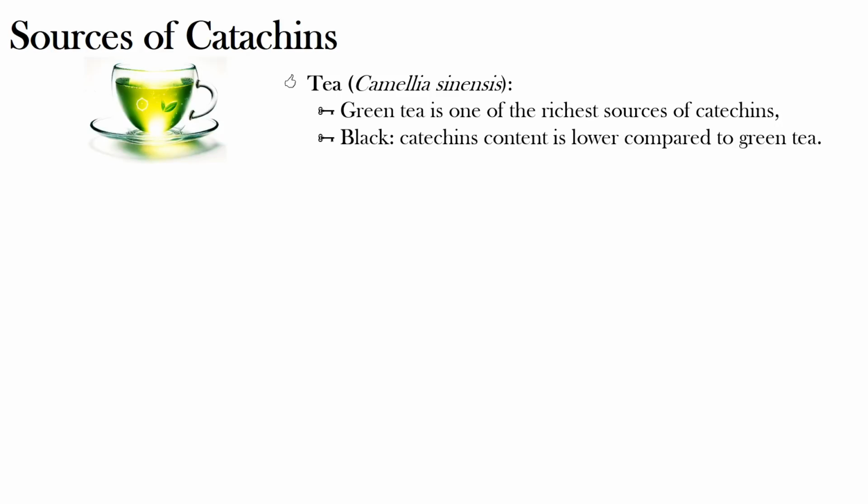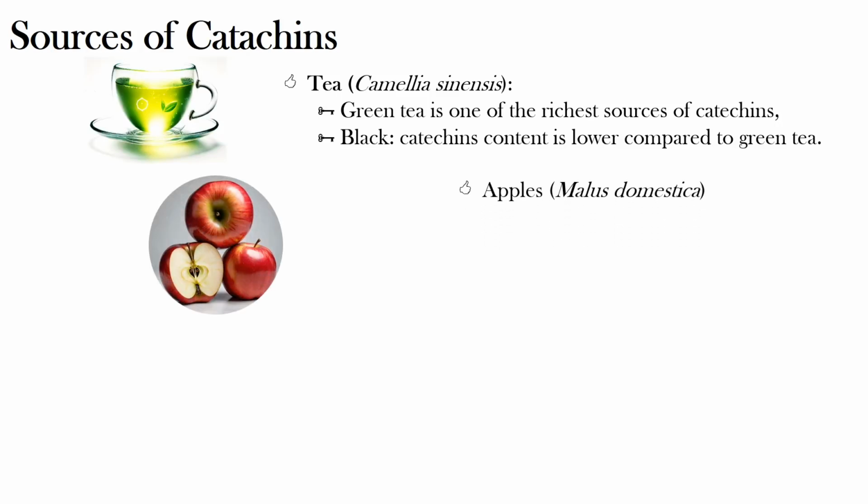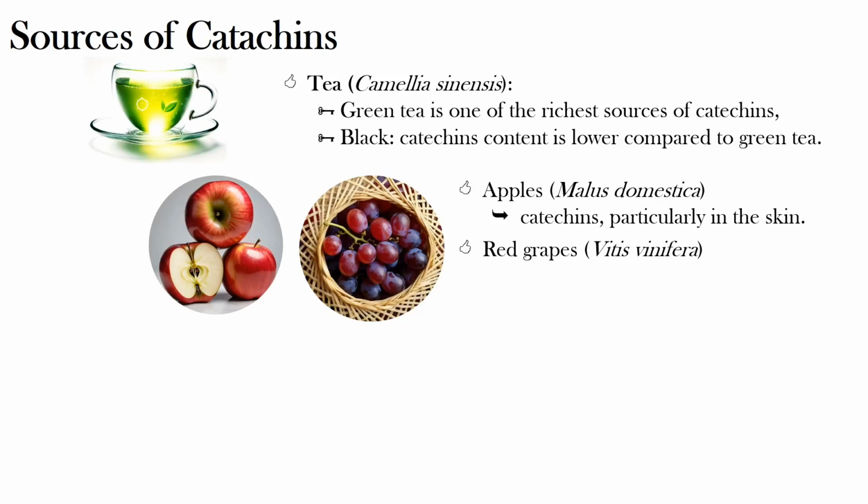In addition to tea, catechins are also found in apples, having the botanical name Malus domestica. In case of apples, it is found particularly in their skin part. Another source of catechins is red grapes, having the botanical name Vitis vinifera. In case of red grapes, it is also found in their skin part.